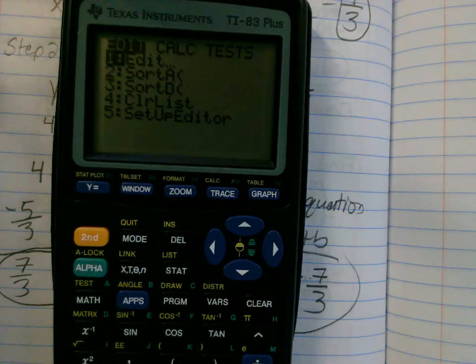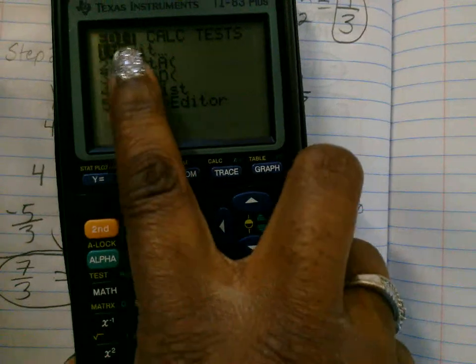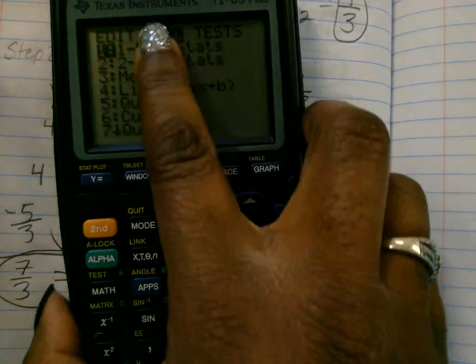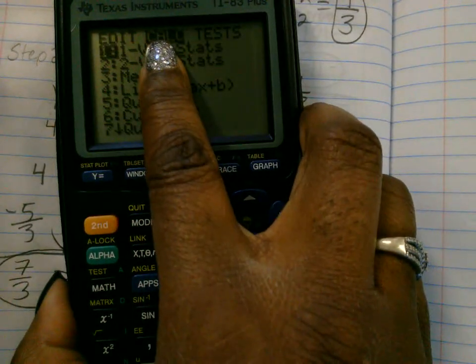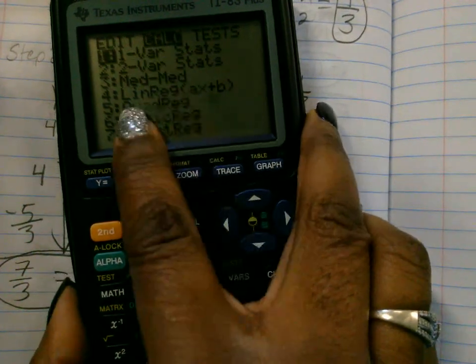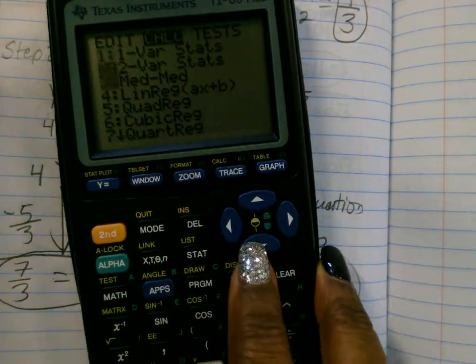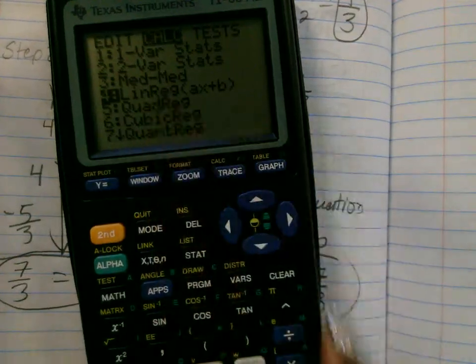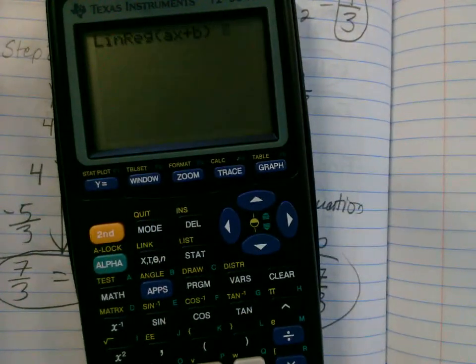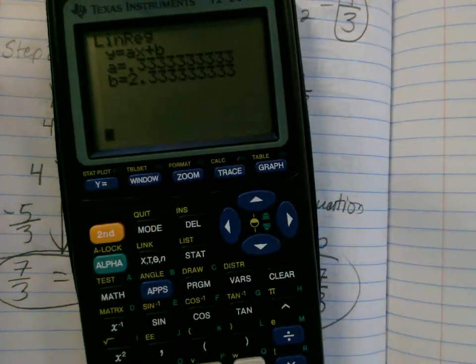Alyssa! All right, here we go. Now watch. I'm going to press my arrow over button to calc right here, and then go down to linear reg. This is where the calculator is going to give you the equation. Enter. And press enter one more time. This is the equation.